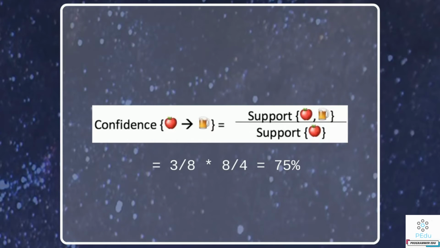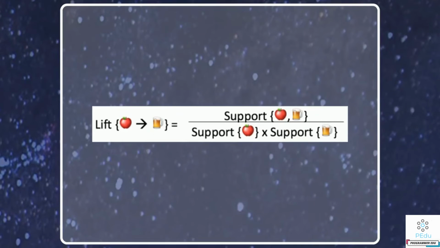And then we're going to divide that by 1/2, just the support of apples alone, and so we get 75% confidence. So not only is this statistically significant, but there is strong strength between these two items. But let's move on. Let's look at the lift.